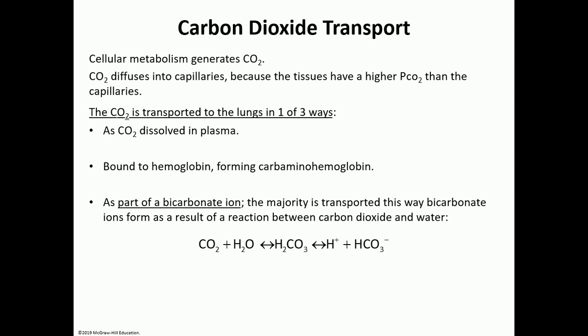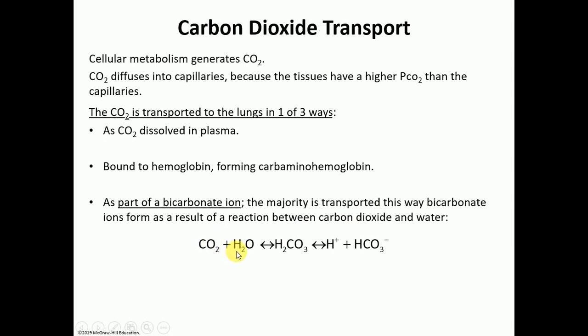Now, what about transport of carbon dioxide? Well, carbon dioxide is a metabolite that we have to get rid of. Carbon dioxide is transported in 3 ways. Okay, we can dissolve carbon dioxide in plasma. It can also bind to hemoglobin and it'll make carbaminohemoglobin. The majority is transported in this way.